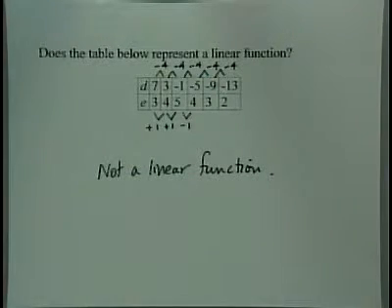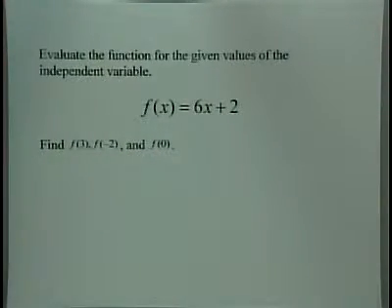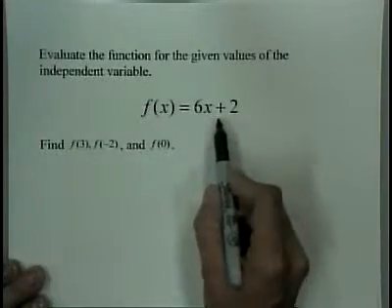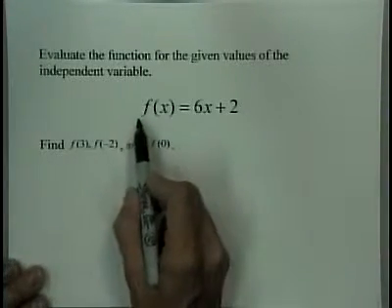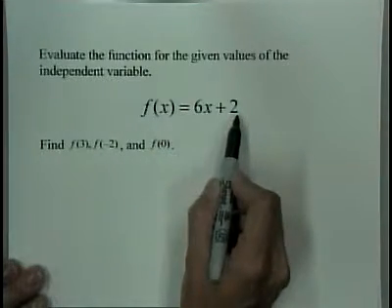Well, let's continue with our discussion of linear functions and look at a special notation for functions. What we see here is we're supposed to evaluate the function for the given values of the independent variable. But let's talk about this notation for a minute. This is read f of x equals 6x plus 2.